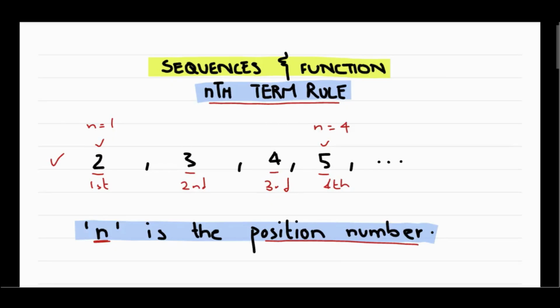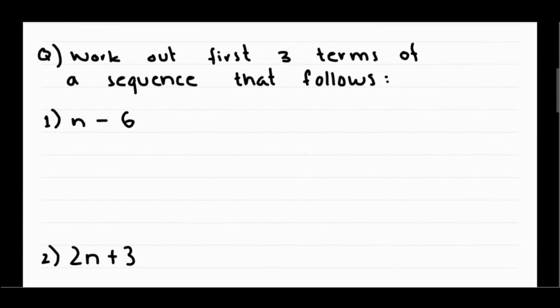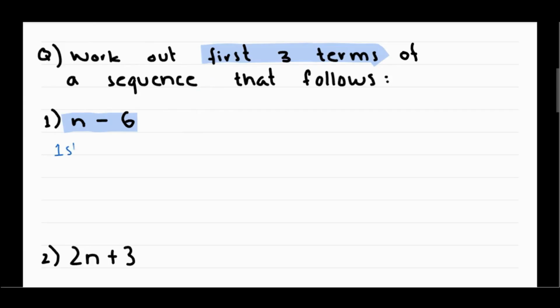Now that we know this, let's move on to the most basic questions of this topic. They're asking us to work out the first 3 terms of a sequence that follows the n minus 6 rule. So we have to find out the first 3 terms. The first term would be n minus 6, where the position is 1, and 1 minus 6 gives us minus 5. So this is going to be our first term.